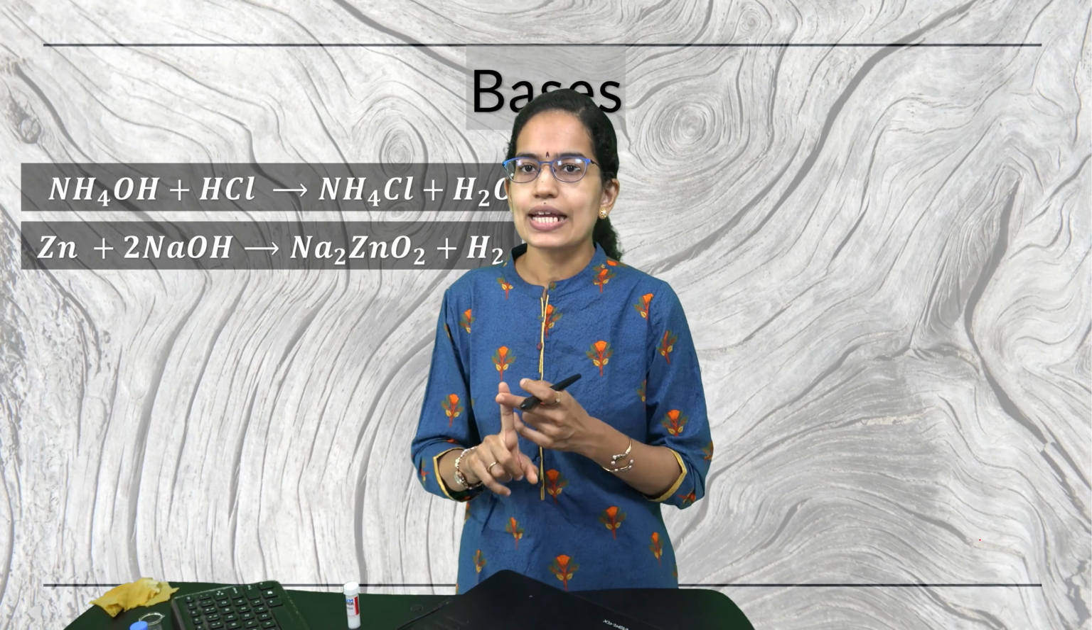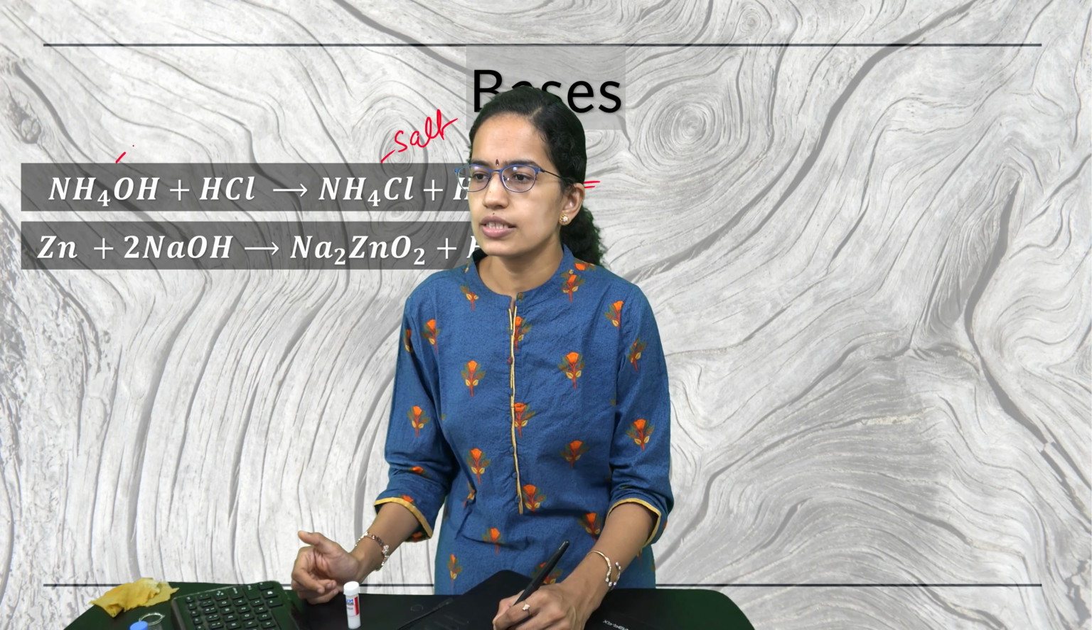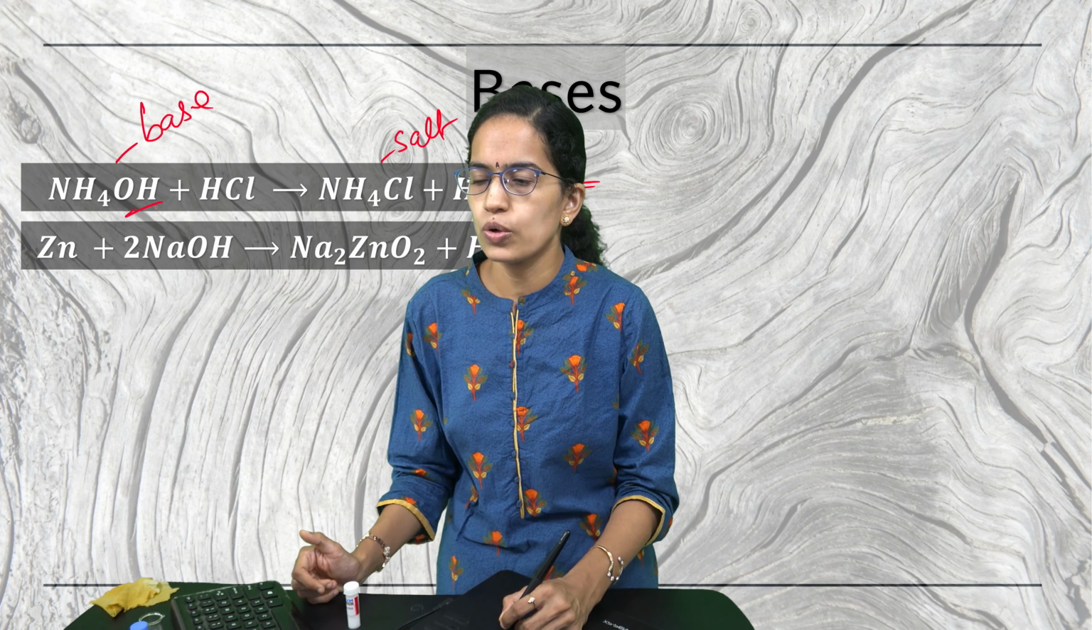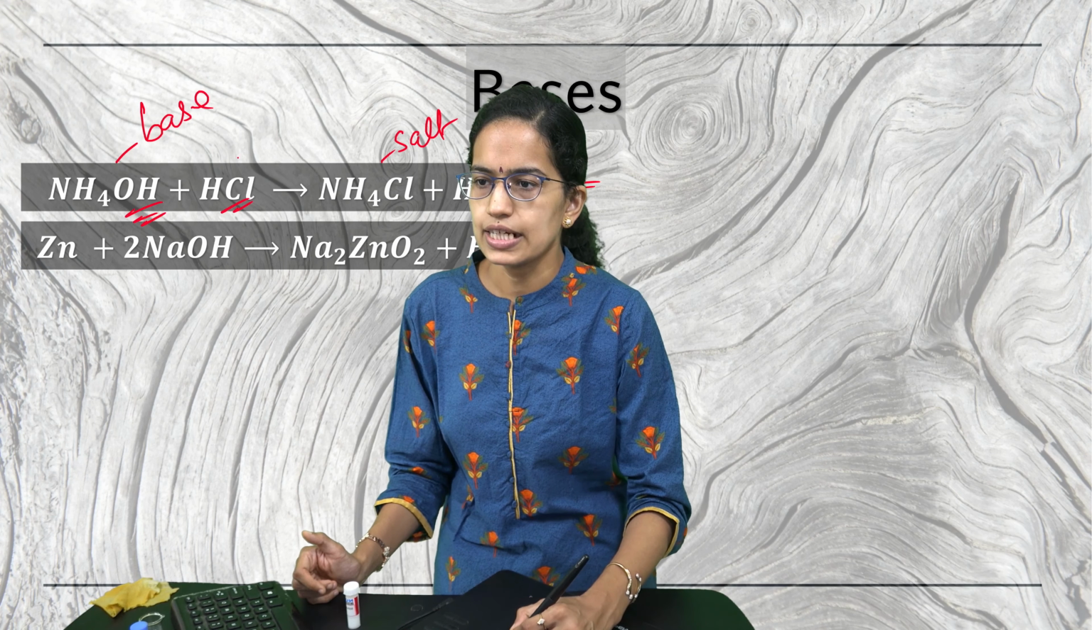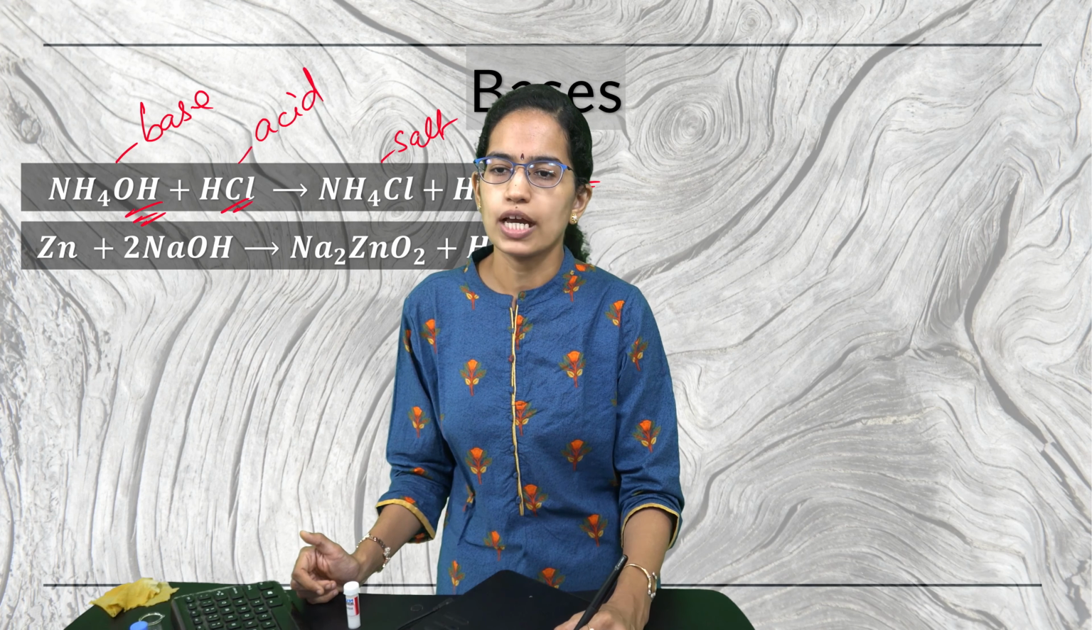Now, bases can react with acid. In the first example, we have ammonium hydroxide reacting with hydrogen chloride to form ammonium chloride, which is a salt. So there is a base, which is usually the OH group. Then we have the acid, H plus ions. So acid and base react to form salt and water.